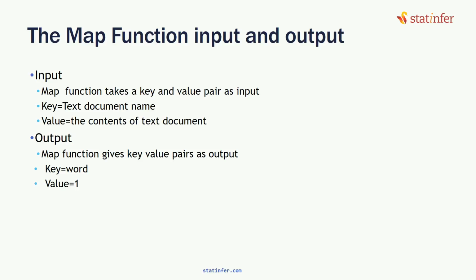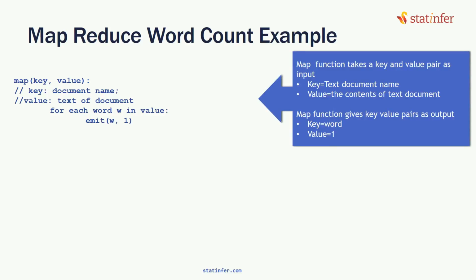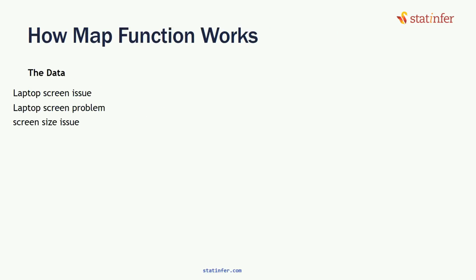So we will see more details. If you still don't understand this, let's see what exactly map does. This is the function that we are defining. Key and value are the parameters. Key is the document name, value is the text of the document. For each word W in value, so value is nothing but the text of the document, for each word W in that text, emit W comma 1. We are emitting a tuple, W comma 1, that is the word and 1. So the map function takes key value pair as input, key is text document name, value is the content, output is each word and 1. So if this is the input: laptop screen issue, laptop screen problem, screen size issue, if this is the text inside one text document, then what does the map function do?